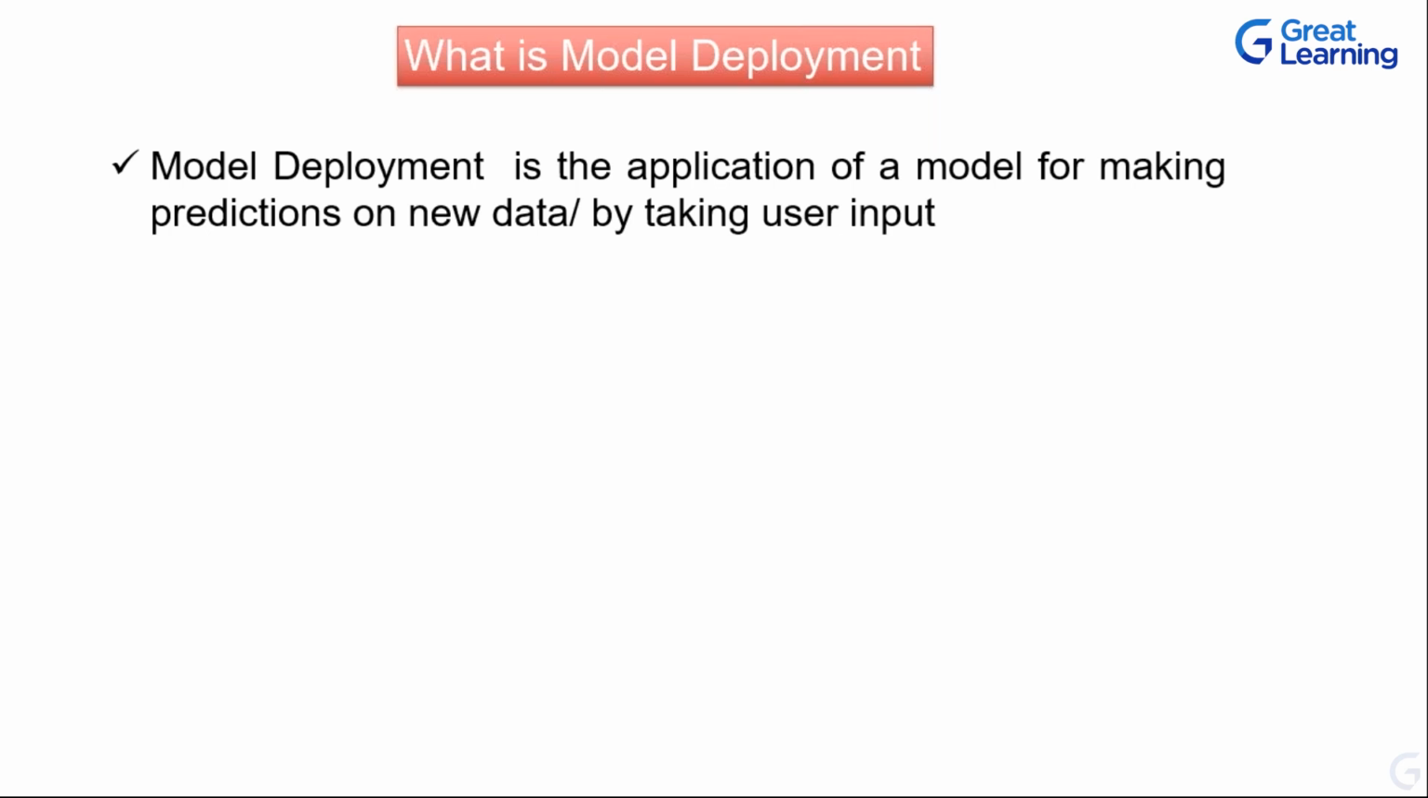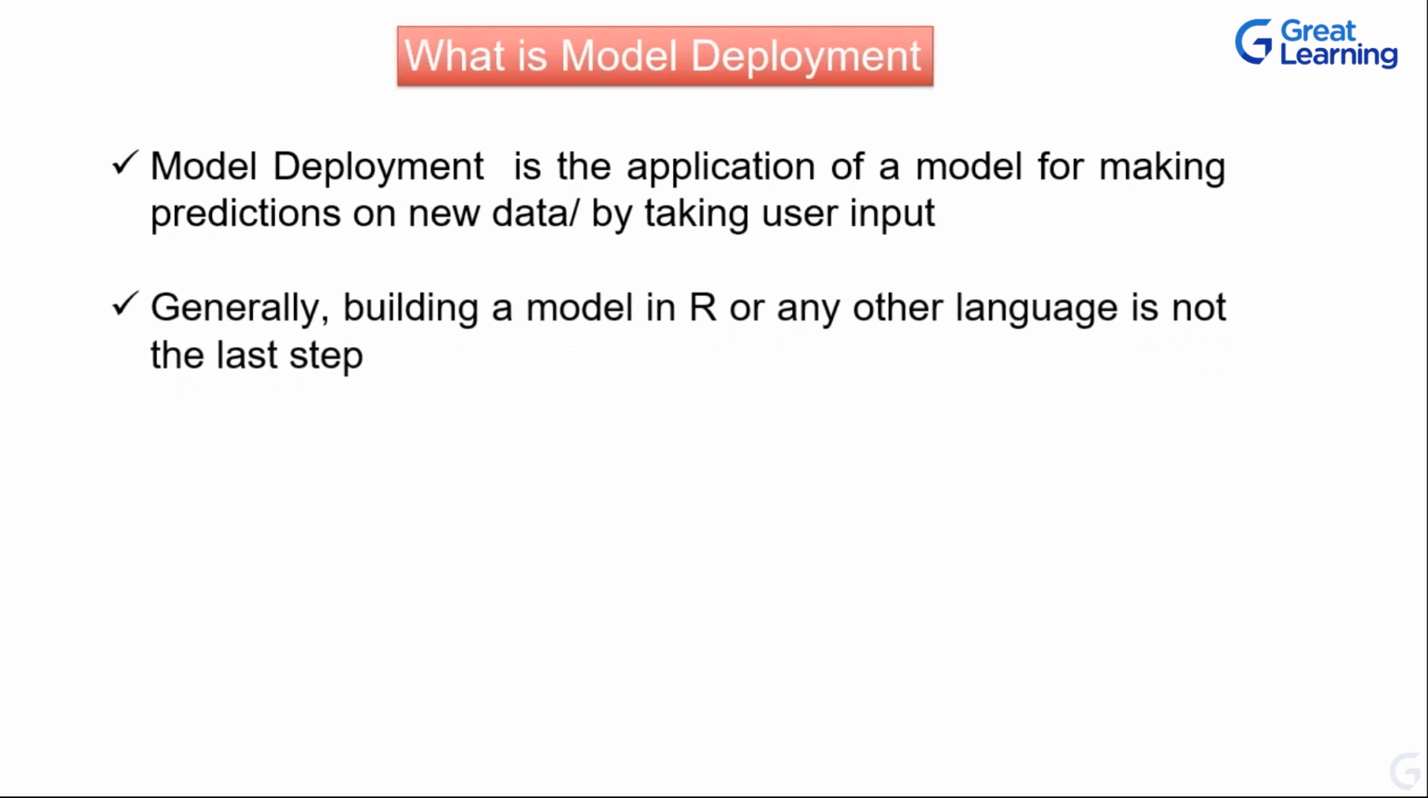So for us to be able to do that for data which is coming in, which has not been seen by the model, we use model deployment. And we know that generally building a model is not the last step, but when we are learning to build the model, then what we say is when you have validated the model and looked at the performance, we consider that as the last step.